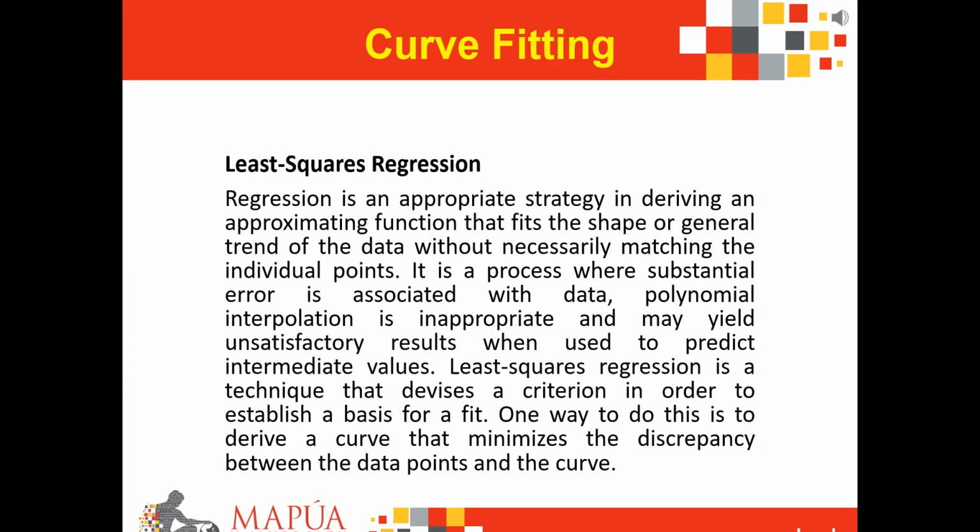The least square regression is an appropriate strategy in determining an approximating function that fits the general shape or trend of your given set of data without necessarily matching the individual points. It is a process used where substantial error is associated with the data, and polynomial interpolation is inappropriate and may lead to unsatisfactory results when used to predict intermediate values that are beyond your given set of data.